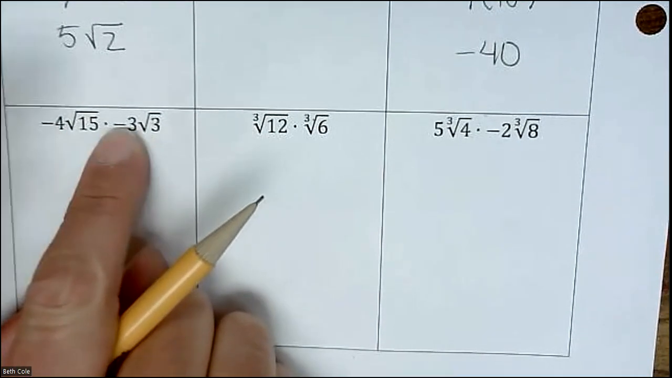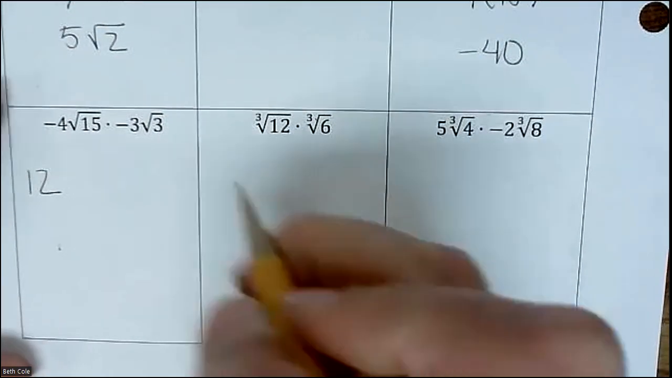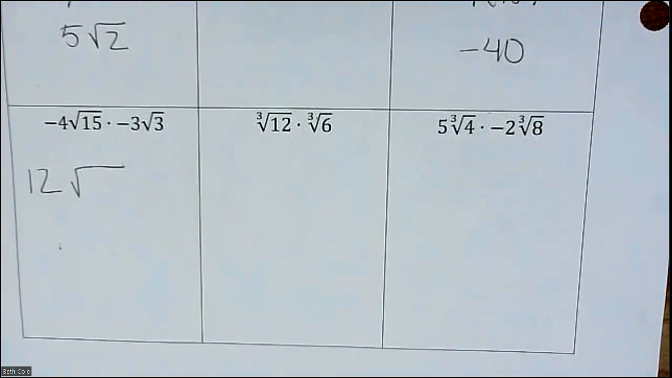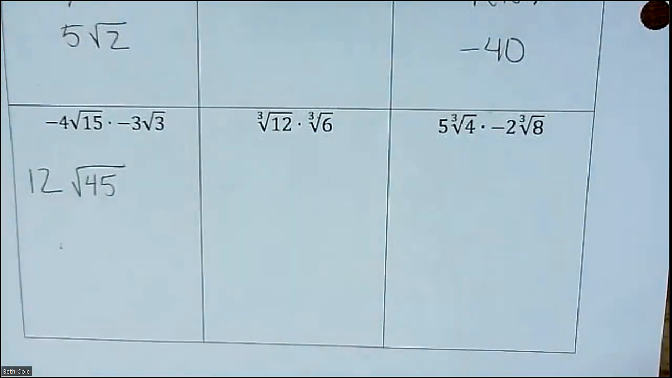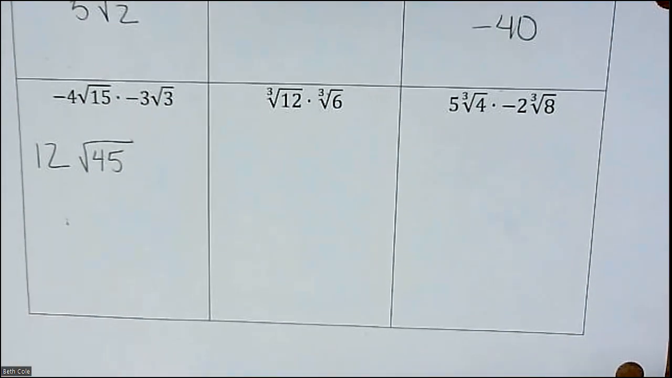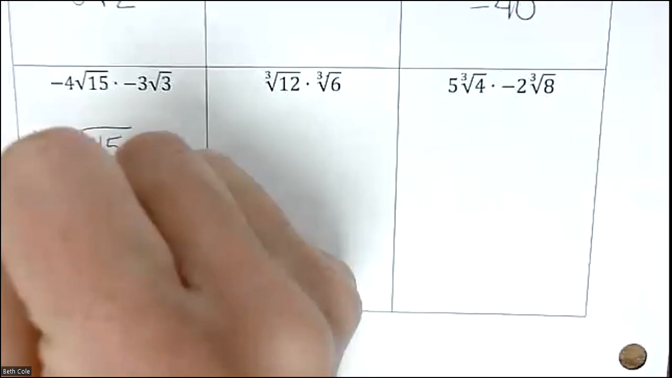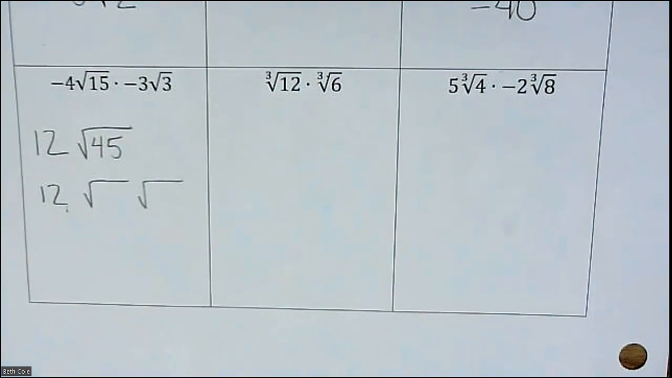All right, here, we're gonna multiply the numbers outside. Negative 4 times negative 3, good, is positive 12. So just multiply those numbers together. And then inside the root, you're gonna do 15 times 3, which is 45. Nice job. So you're gonna keep the 12. Draw your 2 little houses. And do we need the calculator for this one?